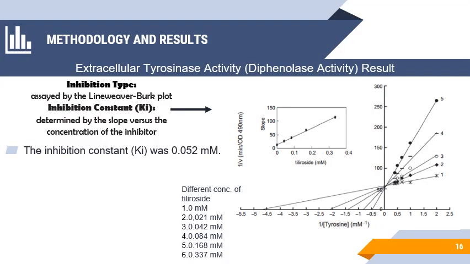And the kinetic study of the enzyme is assayed by the Lineweaver-Burk plot, shown in the picture. And the inhibition constant was 0.052 millimolar. It can be found by the slope versus the concentration of inhibitor. The concentrations of inhibitor are 0 millimolar, 0.1 millimolar, 0.2 millimolar, 0.3 millimolar, and so on, like I said in the slide before.